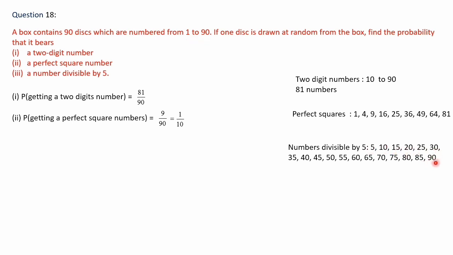up to 90. When you count 1, 2, 3, 4, 5, 6, 7, 8, 9, 10, 11, 12, 13, 14, 15, 16, 17, 18. So favorable number of outcome is 18 divided by total number of outcome is 90. So 18 by 90. When you cancel, you will get 1 divided by 5. So 1 by 5 is the required probability.